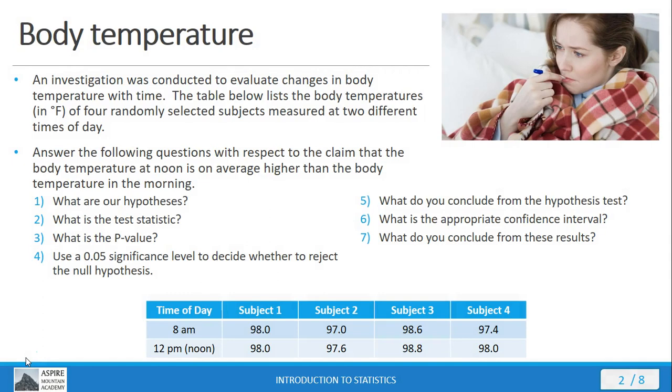So the example we're going to look at in this mini lecture involves body temperature. There are 4 subjects that were selected, and the temperature in degrees Fahrenheit was measured for each of these subjects at 8 a.m. and at noon.